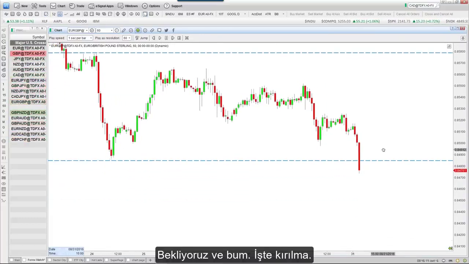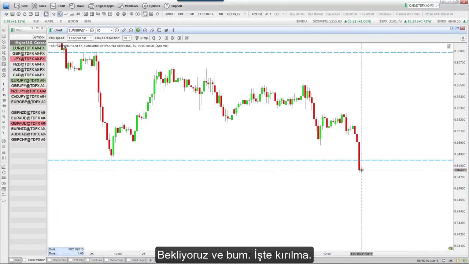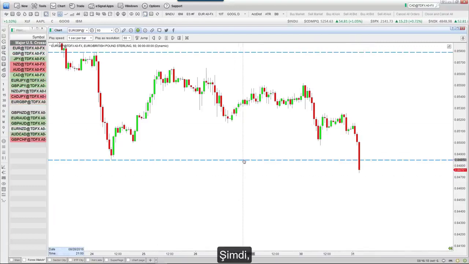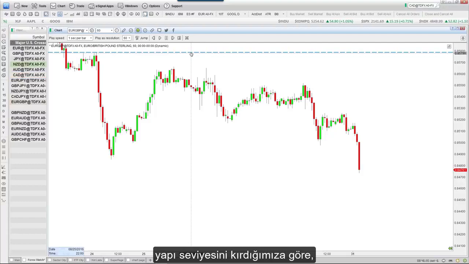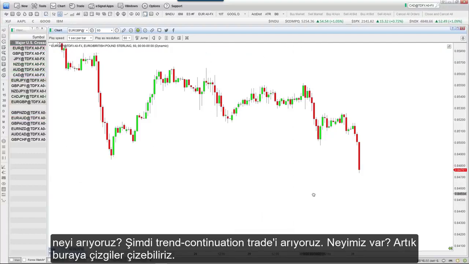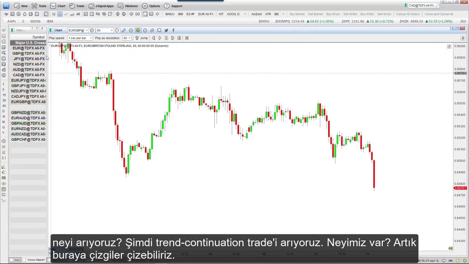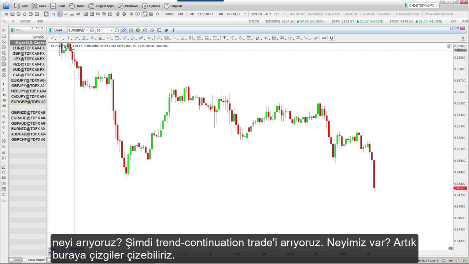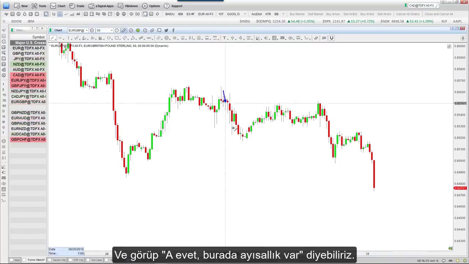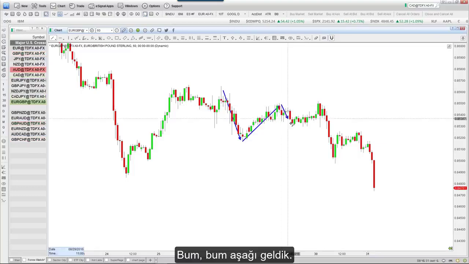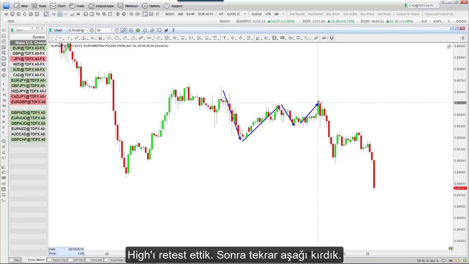Waiting for it, and boom, there we get it. There's the breakout. Now that we've broken out of this structure level, what are we going to look for? Well, now we're looking for our trend continuation trade. What do we have? Now we can draw in some of our lines here, and we can see, oh yeah, we've been bearish here. Boom, boom, back down, retest to the high here. Boom, then we break down again.